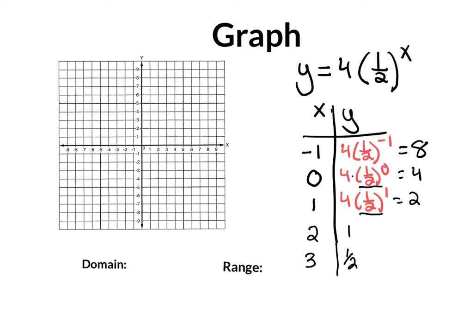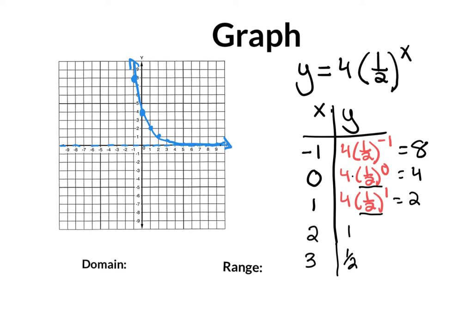All right, so let's plot these points. -1 all the way up to 8. 0, 4. 1, 2. 2, 1, 3, 1/2. And remember, they will get smaller and smaller forever, but never actually hit 0 or go below 0. Got my arrows, and just a reminder of that word asymptote, which is right there.